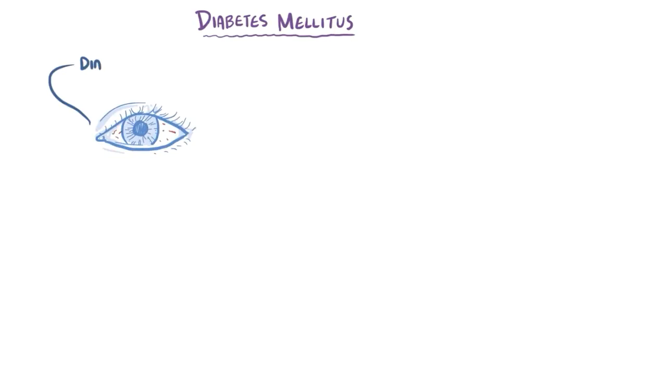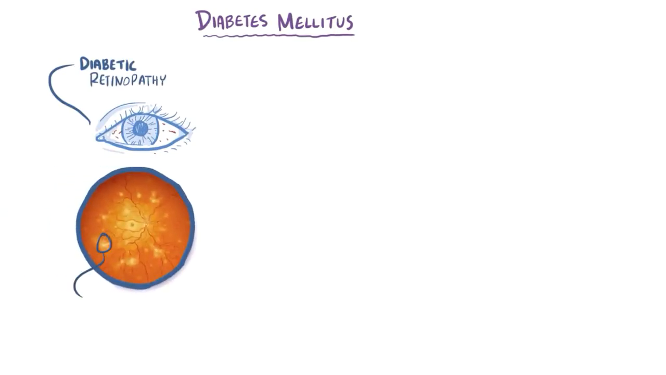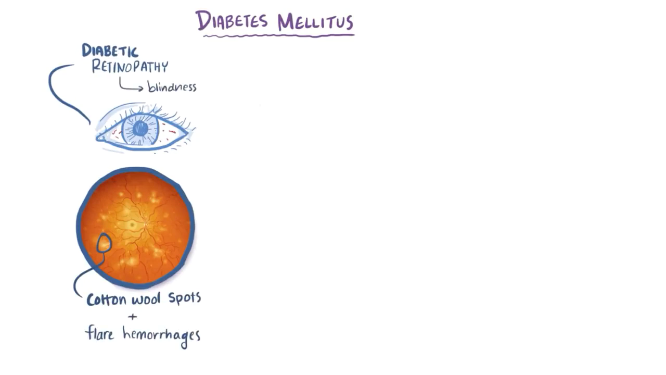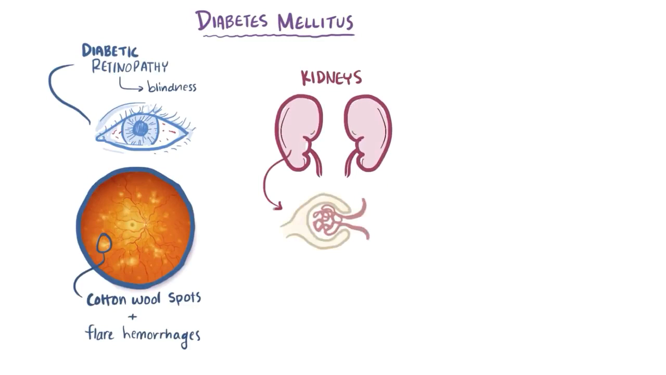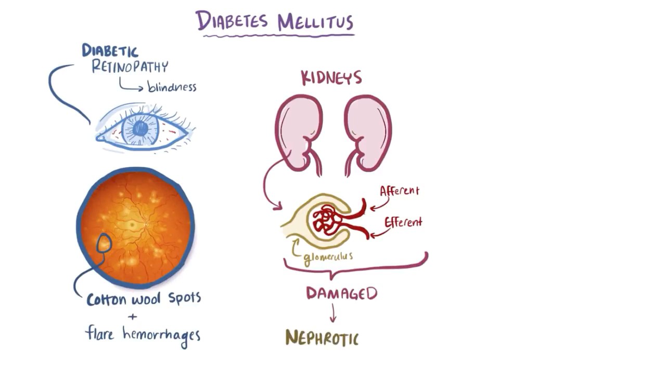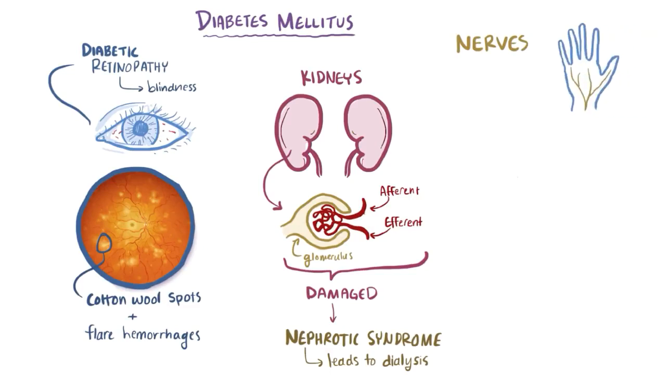In the eyes, diabetes can lead to retinopathy, and evidence of that can be seen on a fundoscopic exam that shows cotton wool spots or flare hemorrhages, and can eventually cause blindness. In the kidneys, the afferent and efferent arterioles, as well as the glomerulus itself, can get damaged, which can lead to a nephrotic syndrome that slowly diminishes the kidney's ability to filter blood over time, and can ultimately lead to dialysis.